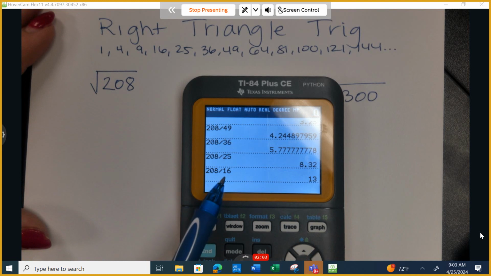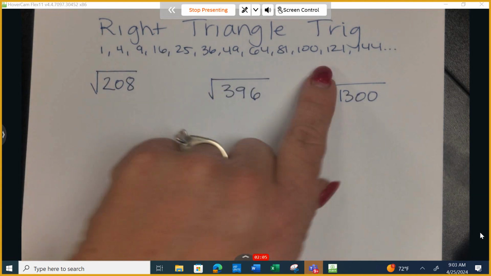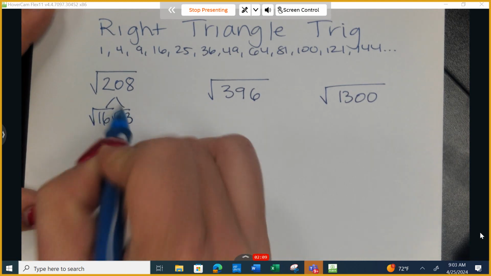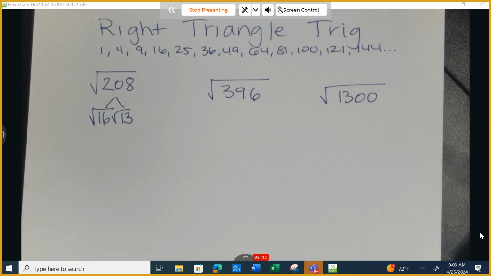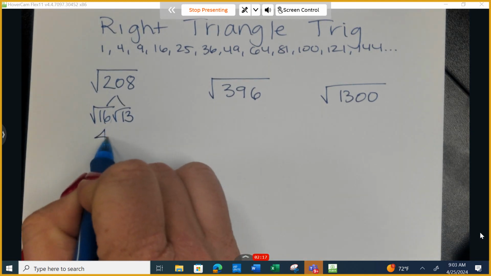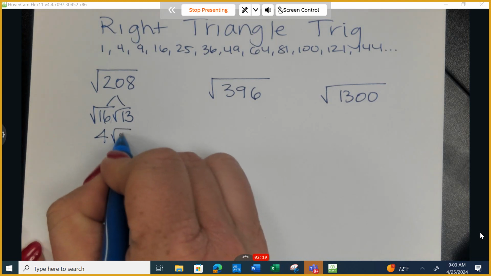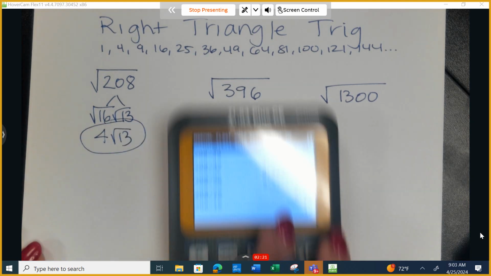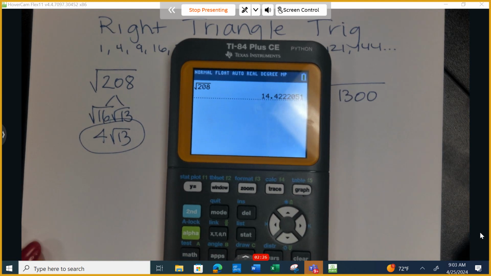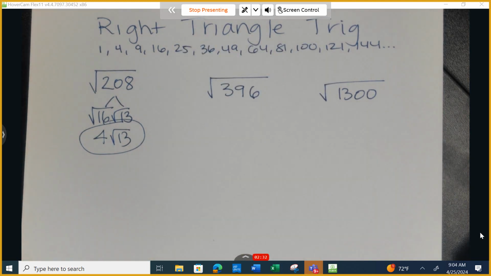So I'm going to take the perfect square, which is on this list, and I'm going to break this into the square root of 16 times the square root of 13. Square root of 16 times the square root of 13 is the square root of 208. Now, I know the square root of 16 is 4, because 4 times 4 is 16. This is in reduced form. I want to illustrate to you that the square root of 208 is equivalent to 4 times the square root of 13. They're the exact same value, but it is in simplified form.